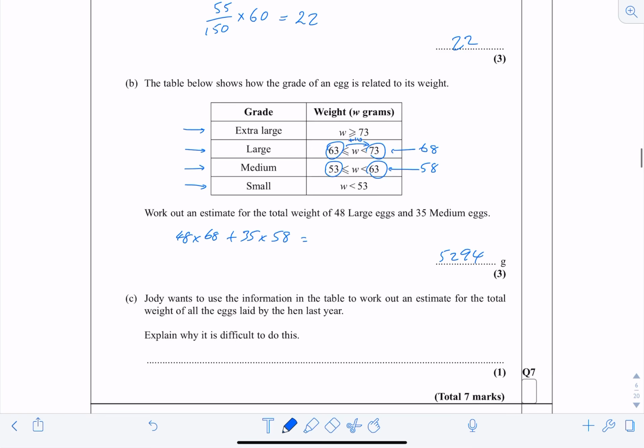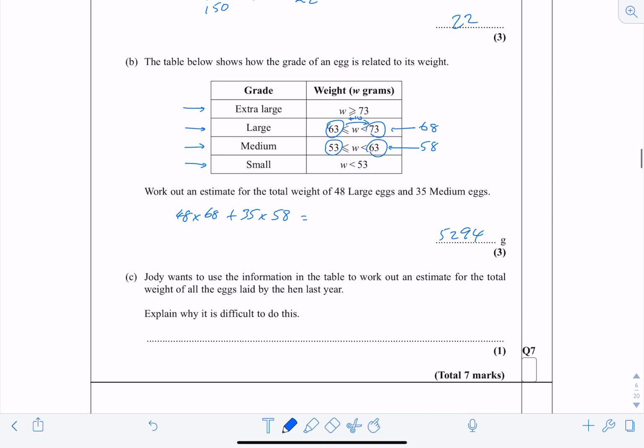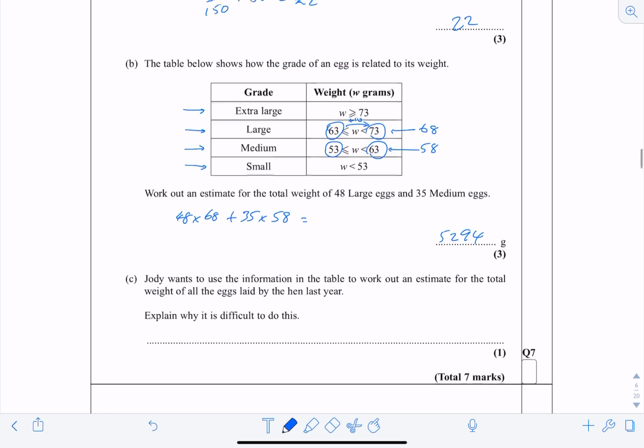5,294 grams. Jody wants to use the information in the table to work out an estimate for the total weight of all the eggs laid by the hen last year. Now, this should be a question that you were thinking, how can you know what number would be good to represent that? And how do you know what number would be good to represent the extra large eggs? We don't.